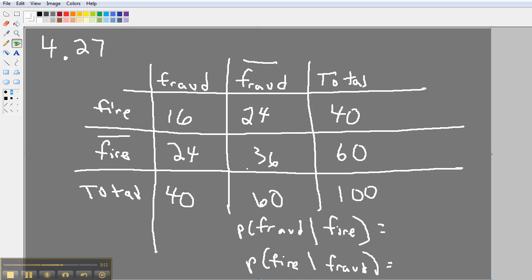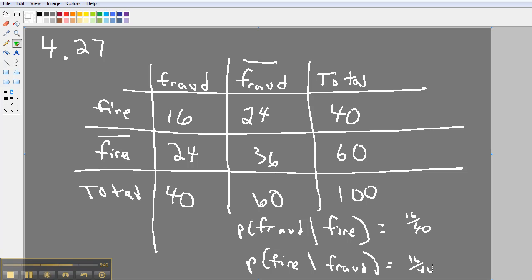So let's look and see. Let's do the calculation to see. You can kind of visually see that, but let's do the calculation. The probability of fraud given fire is 16 out of 40. What's the probability of fire given fraud? We're going this way. Fire given fraud, same thing.